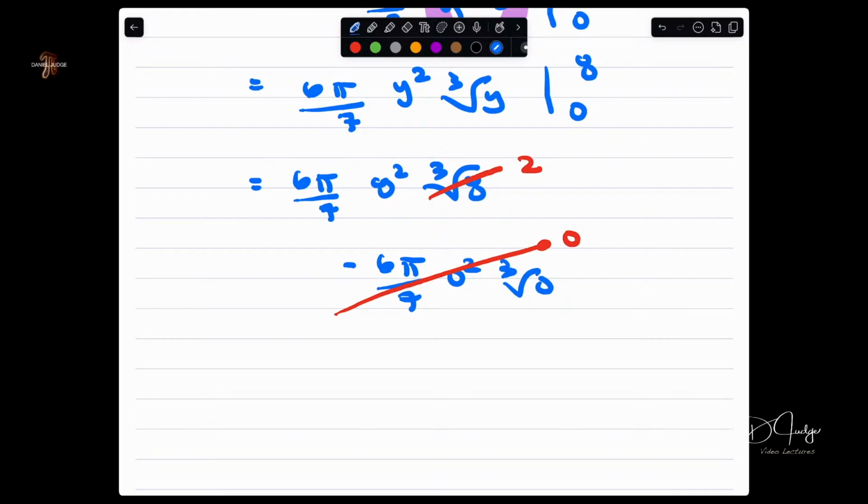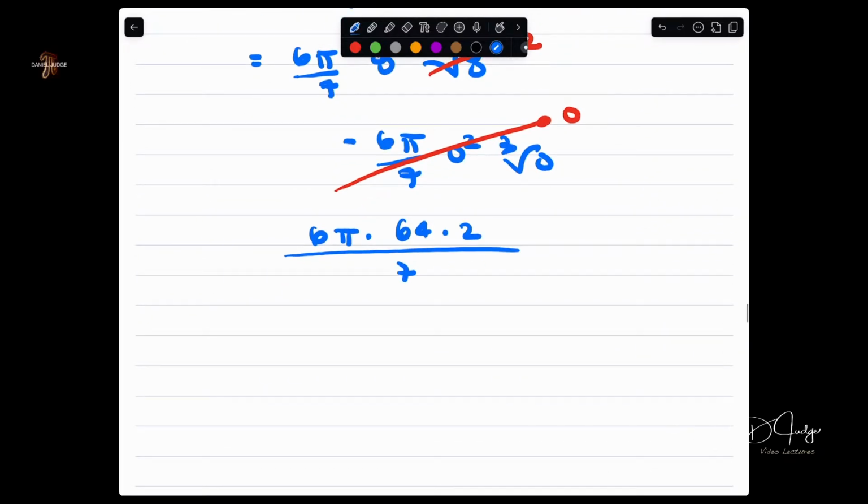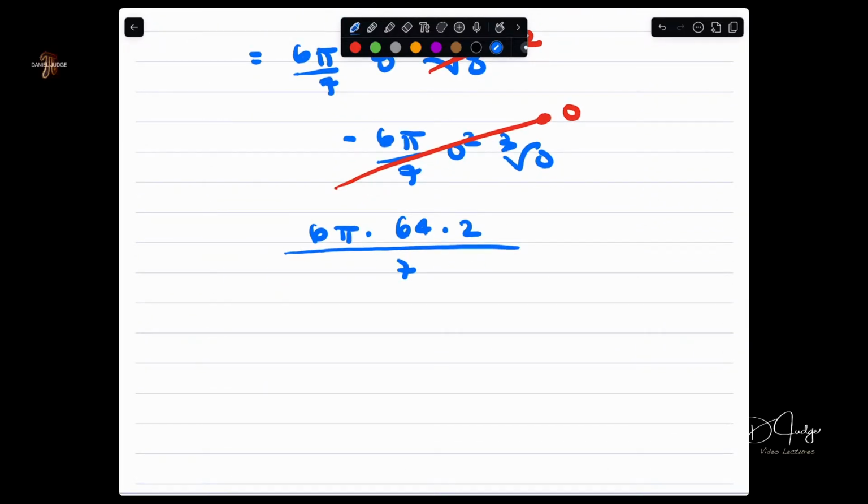All right, let's see if we can do some arithmetic with this. So this is 6 pi times 64 times 2 over 7. Okay. So I guess we just have to know what is 6 times 64 times 2. All right. Let's see what that is.